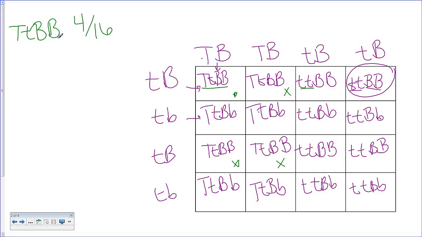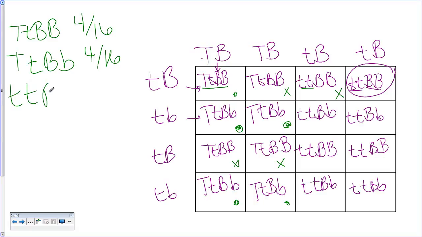Next, and it doesn't matter which one I do next, I'm just going to pick this one right here. Big T, little t, big B, little b. 1, 2, 3, 4. And I believe that's it, 4 out of 16. Next I'm going to go up to the top here, little t, big B, big B.